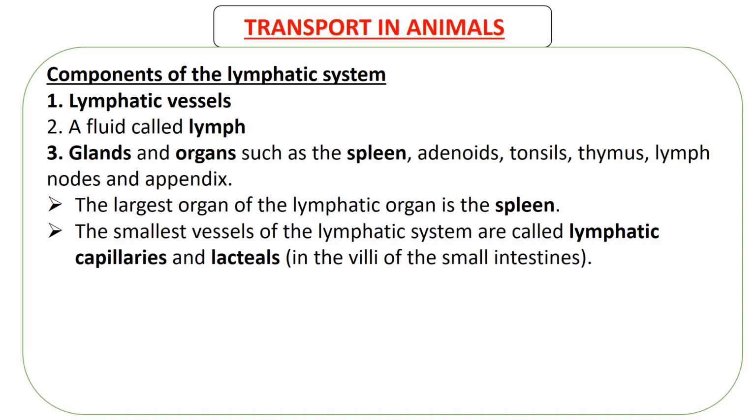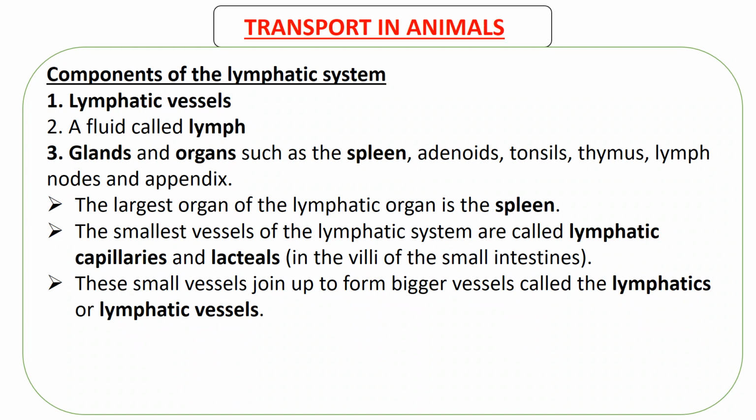The smallest vessels of the lymphatic system are called lymphatic capillaries and lacteals. Remember the lacteals. Also, lymphatic capillaries: remember, arteries also branch into smaller arteries called capillaries. So even in the lymphatic system, we have the lymphatic capillaries, and the lacteal, which is also in the video of the small intestines.